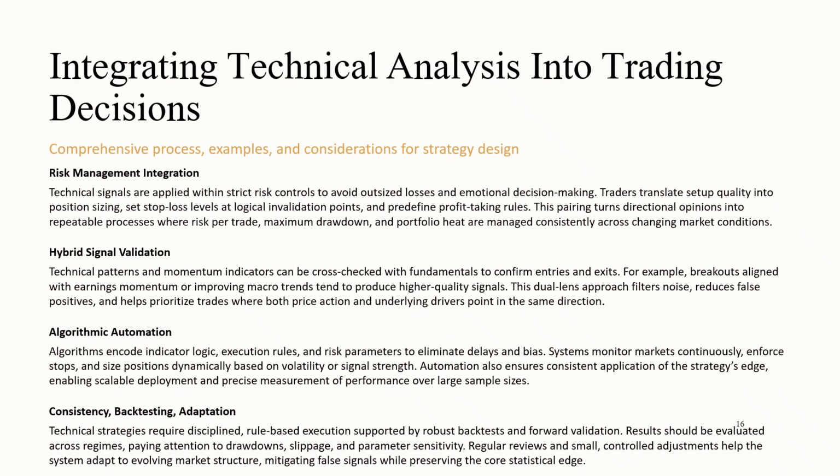Traders integrate technical analysis with risk management techniques including stop-loss orders and position sizing to formulate systematic trading strategies. Technical signals can be combined with fundamental analysis in hybrid approaches to validate trade entries and exits. Algorithmic trading widely incorporates technical indicators to automate decision-making. Effectiveness depends on consistent application, backtesting, and adaptation to changing market regimes to mitigate false signals.